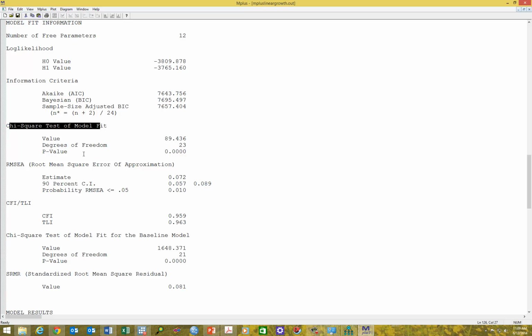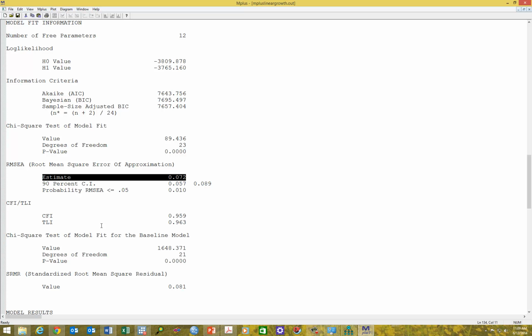Because the chi-square test is influenced by sample size, it's not really a very good test of model fit. In fact, we almost always expect the p-value to be significant here, so we don't put too much stock in our chi-square test of model fit. What we're more interested in is our relative model fit indices, like the RMSEA and the CFI and TLI. Here our RMSEA estimate is 0.072. That's a little higher than we'd like it. We'd like it to be below 0.06, but it's below 0.08, so this fits moderately well.